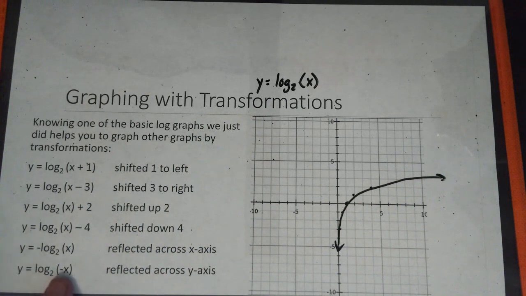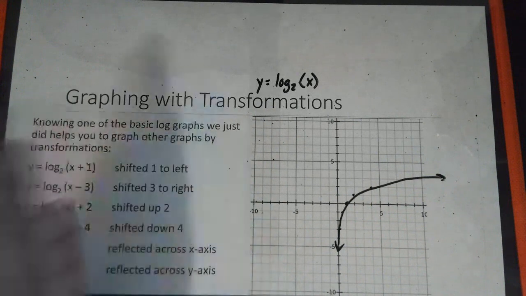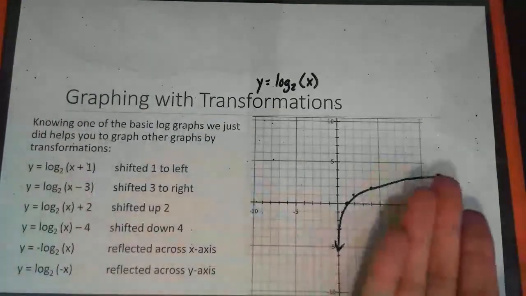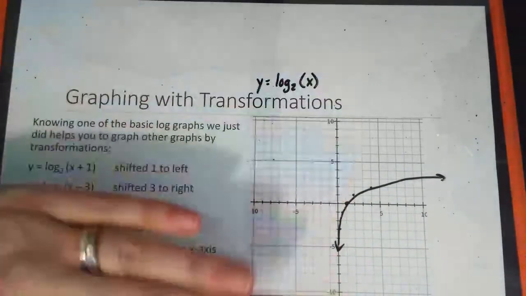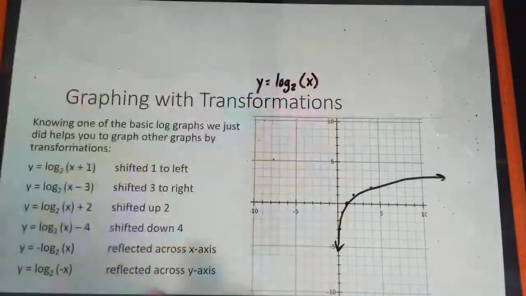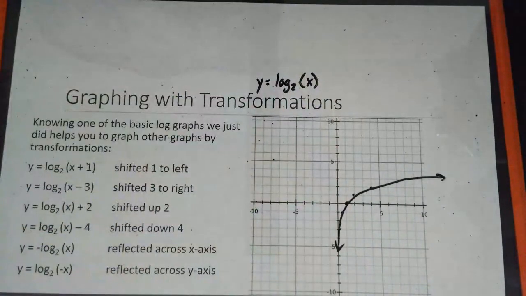The negative symbol, if we have a negative attached to the x, then we're going to flip in the x direction, which means we're flipping across the y-axis. And if our negative isn't attached directly to the x, then I think of it as being attached to the y. So we flip in the y direction, which is across the x-axis.